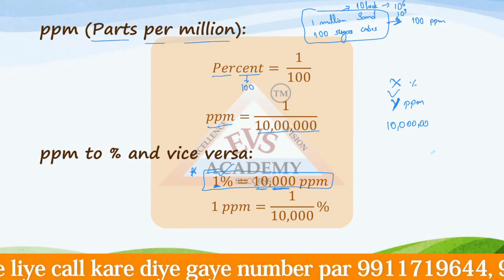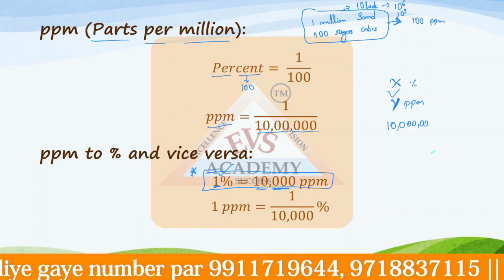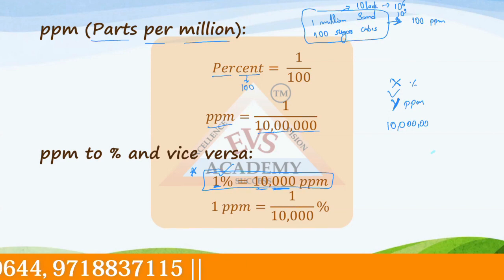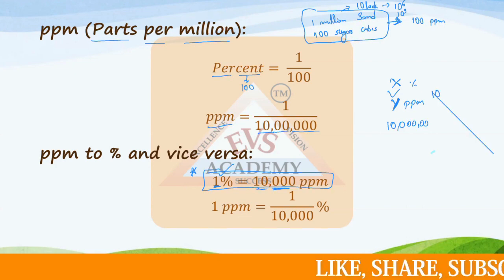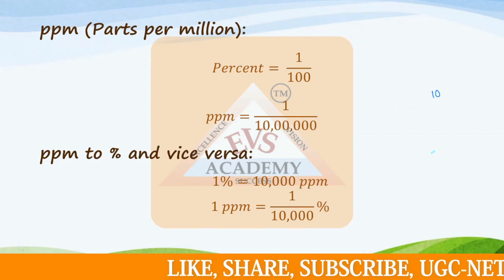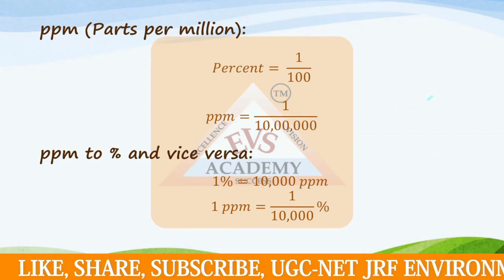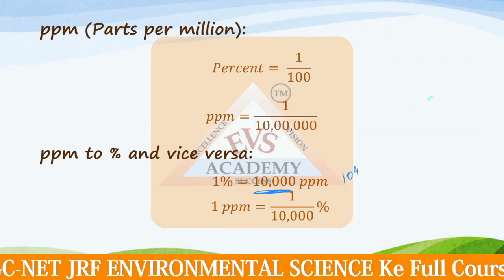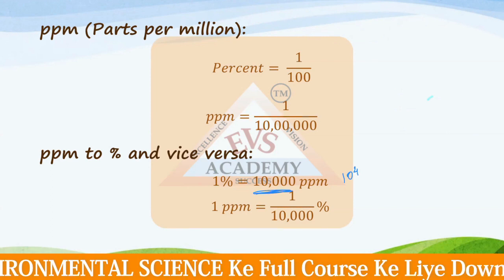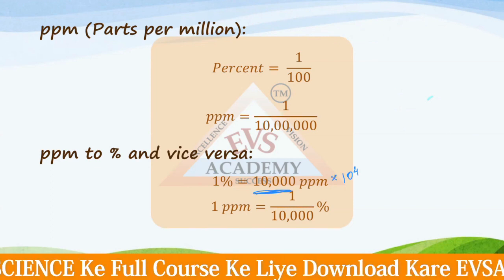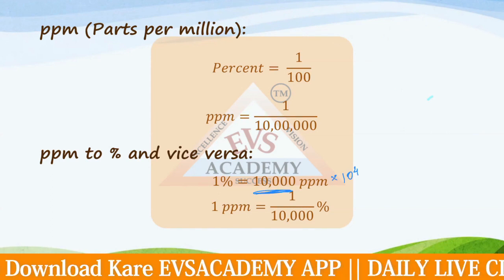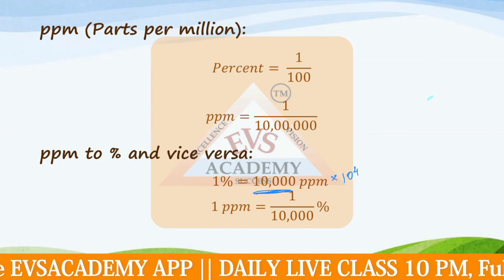So by that way, you can also convert ppm to percentage. If you are converting ppm to percentage, the number will get smaller. If you are converting percentage to ppm, the number will go larger. And the difference between them is 10 to the power 4. The difference between them is how much? That is 10 to the power 4 or 10,000. So if you are converting percentage to ppm, the number will go larger, so multiply by 10 to the power 4. If you are converting the opposite, ppm to percentage, the number will get smaller, then divide by 10 to the power 4. That's all you have to do.